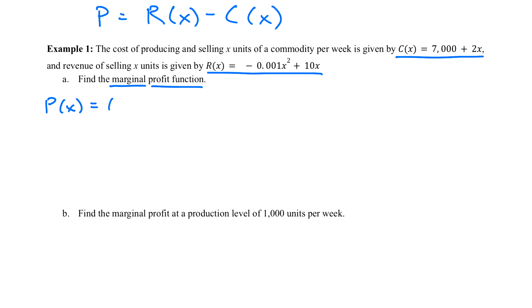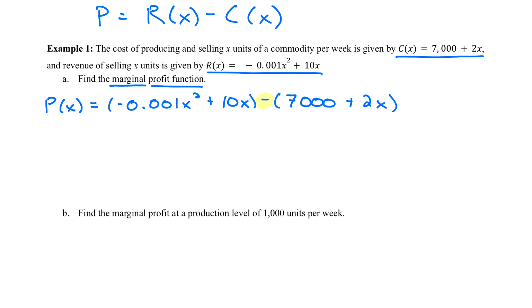R of X, that's negative 0.001 X squared plus 10X minus my cost function, which in this problem is 7,000 plus 2X. Remember that your cost function does absolutely have to be in parentheses because I want to show that I am distributing this negative sign to both of these two terms. I want to subtract both of those two terms.